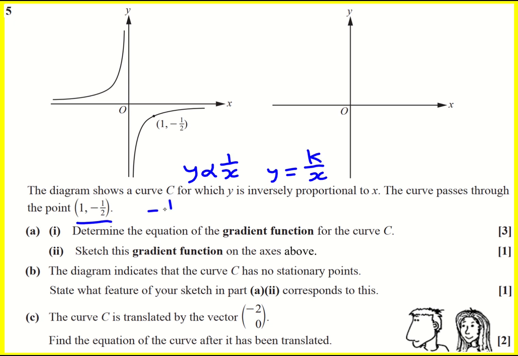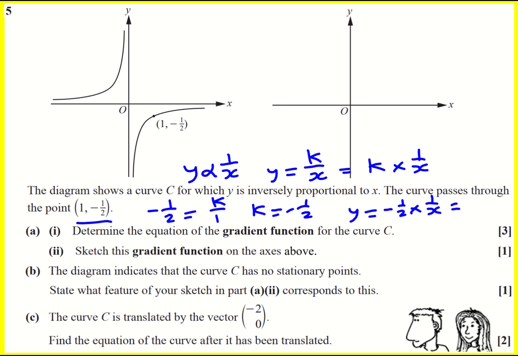So minus a half is equal to k over 1, and therefore k is equal to minus a half. And you could write it as y equals minus a half over x. It actually makes more sense to separate this to k times 1 over x. So we can write y equals minus a half times 1 over x.